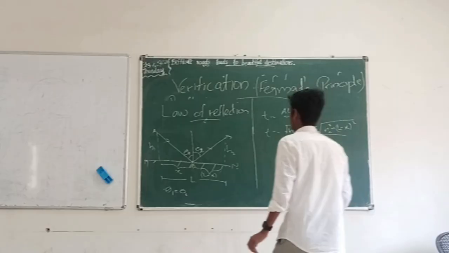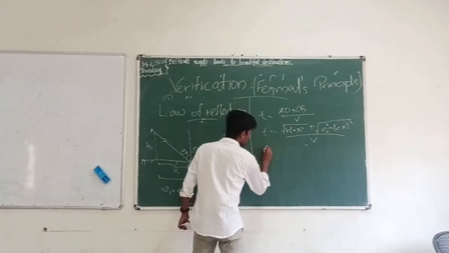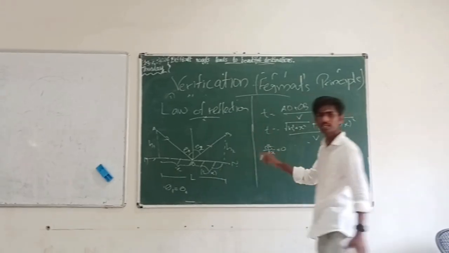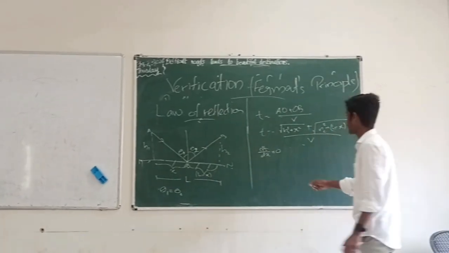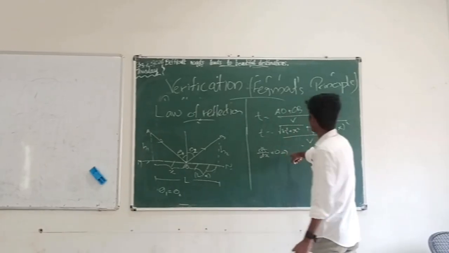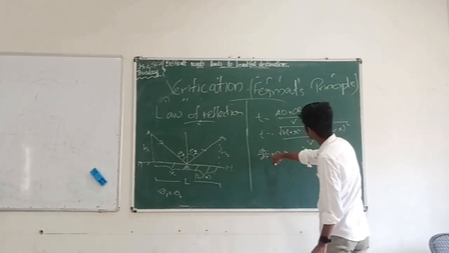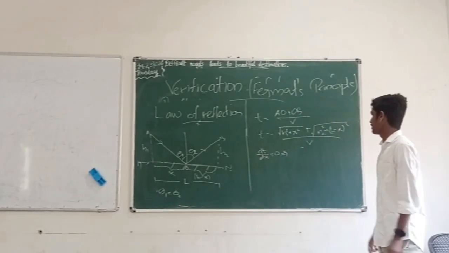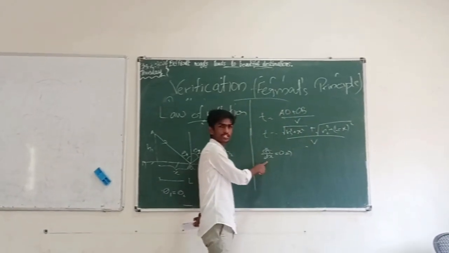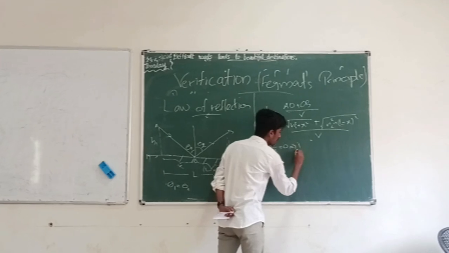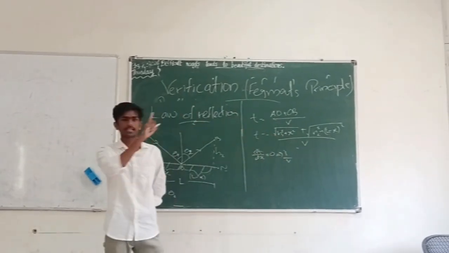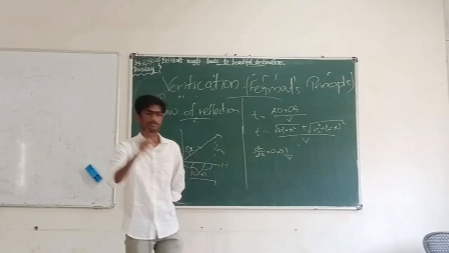Now we can use that relation. Like I told you, dt by dx is equal to 0 if the time is minimum. According to Fermat's principle, we can apply this. So let's find the derivative of t with respect to x. Here v is a constant because we are differentiating with respect to x, so let's take 1 by v outside. What is the derivative of root x? 1 by 2 root x.